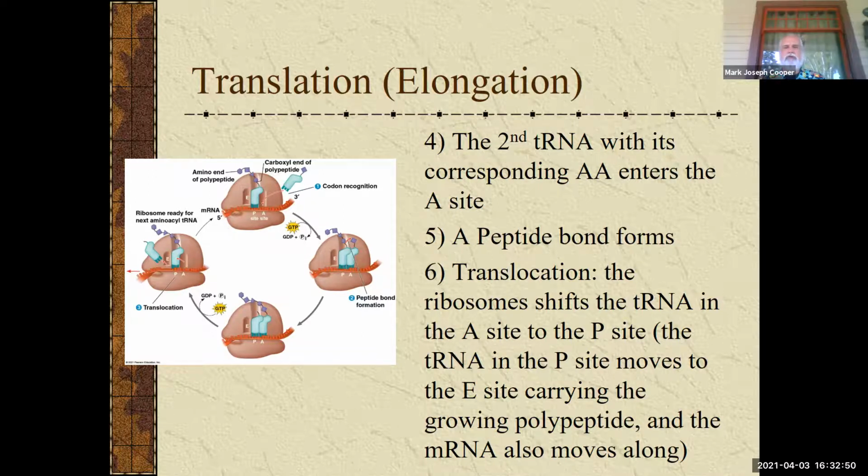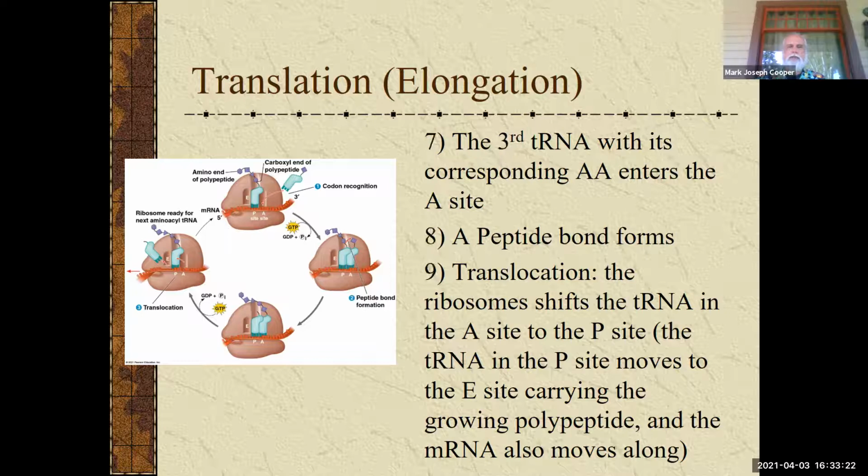Then you get something called translocation. Once that bond forms, the first transfer RNA will actually release its amino acid. It'll slide into the E site. The transfer RNA that's in the A site will slide over into the P site, and it's holding the growing peptide bond. So everything's pretty much shifting. That's called translocation.